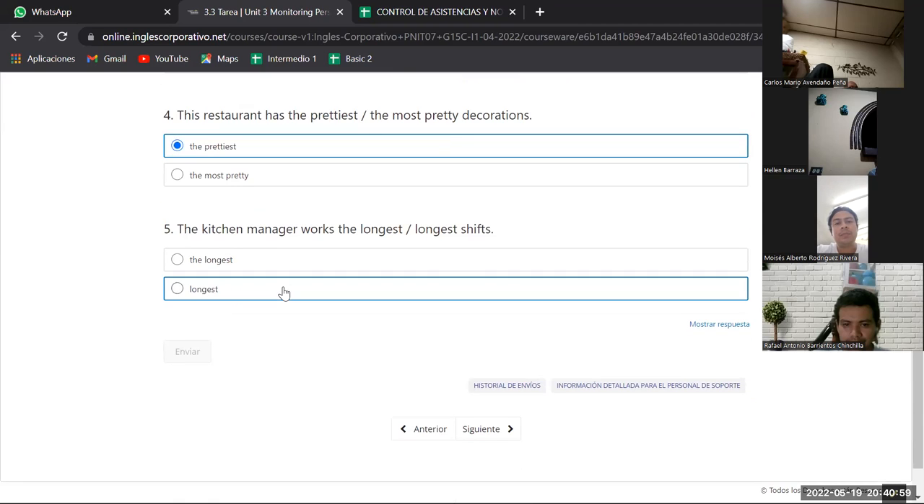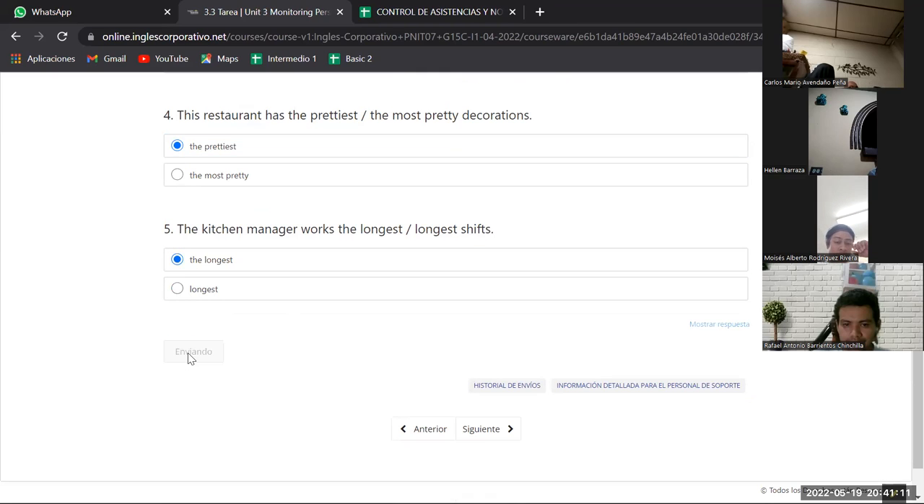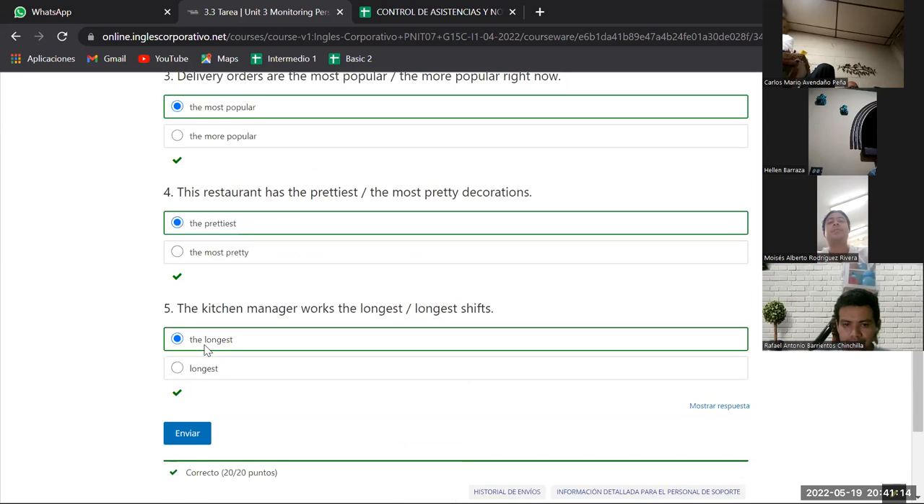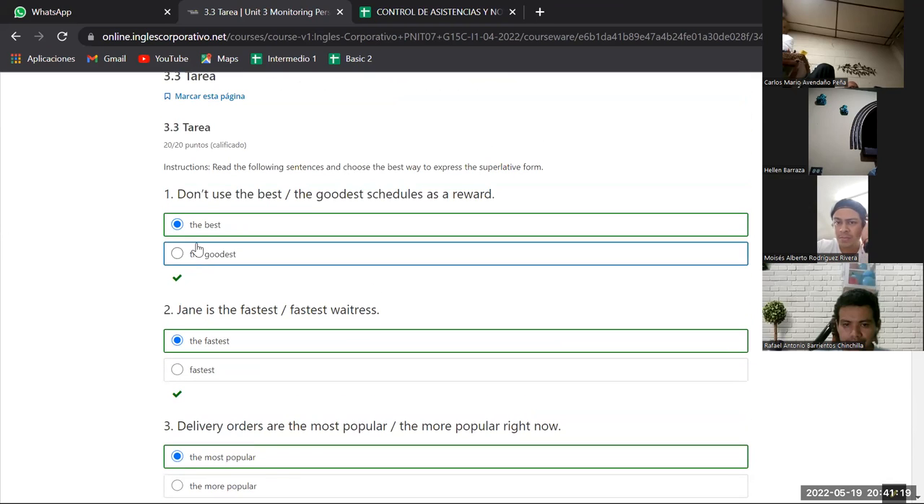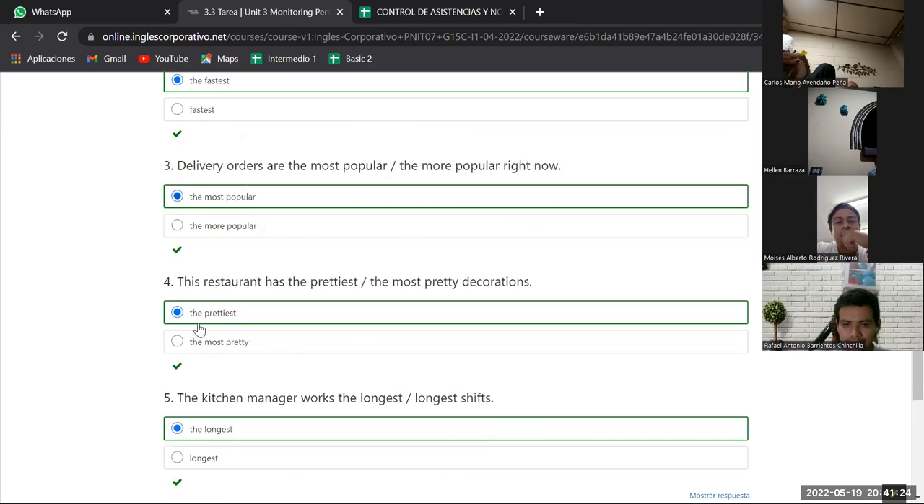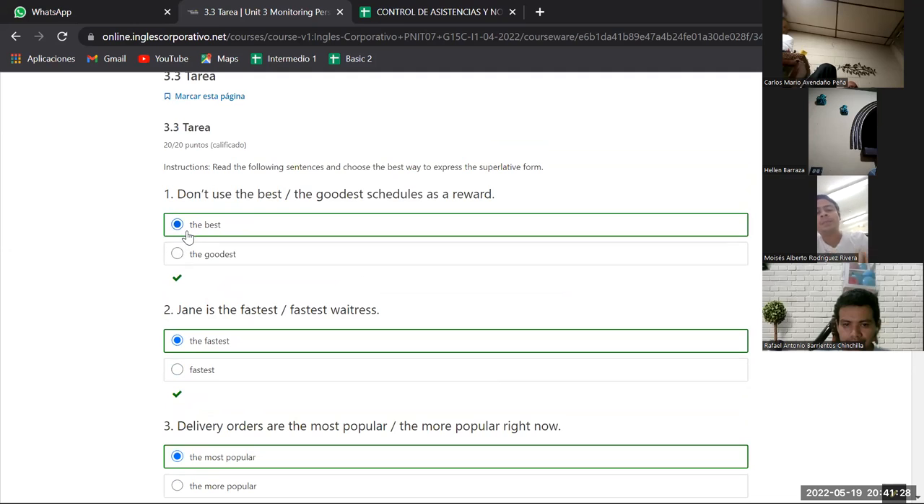The prettiest. The kitchen manager works the longest shift. The longest. Okay. Very good. In most cases, the superlatives include el artículo the. The most popular, the prettiest, the longest. So yeah, cuando hacemos superlatives, siempre van acompañados de este artículo.